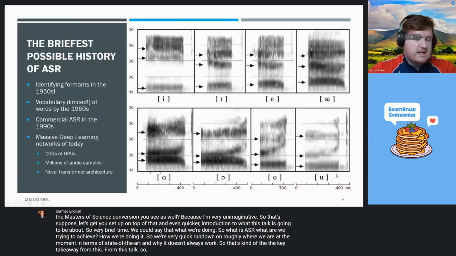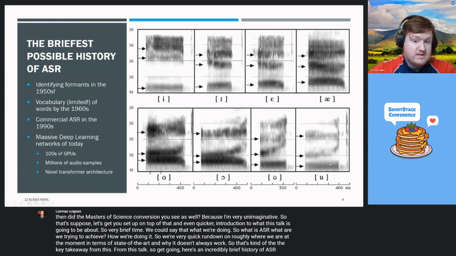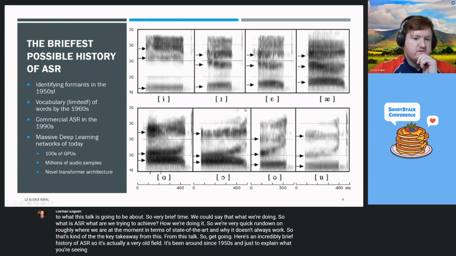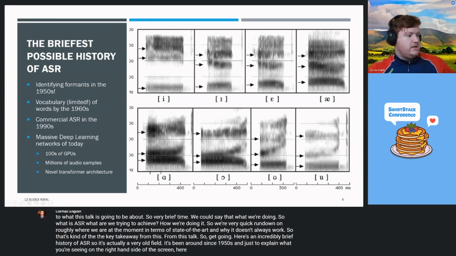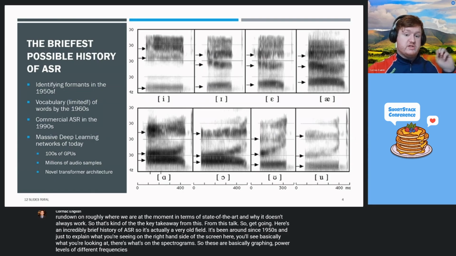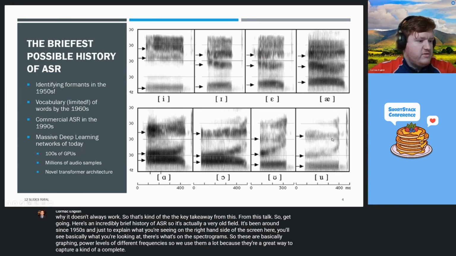To get going, here's an incredibly brief history of ASR. It's actually a very old field. It's been around since the 1950s. Just to explain what you're seeing on the right-hand side of the screen, what you're looking at are what's known as spectrograms. These are basically graphing power levels at different frequencies. We use them a lot because they're a great way to capture a complete view of human speech.